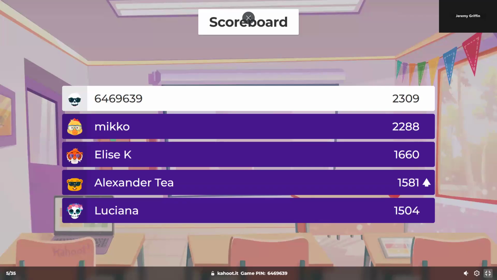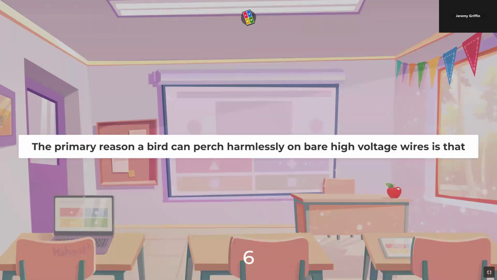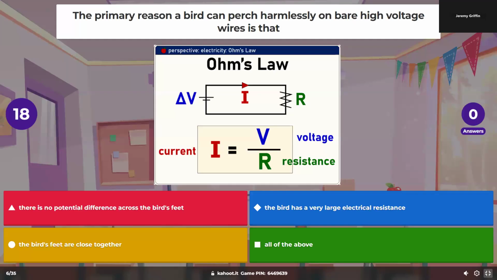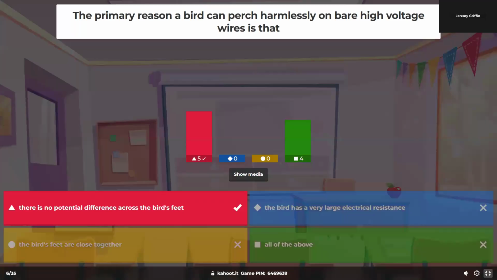What do you think of this? What's the primary reason a bird can perch harmlessly on bare high voltage wires, 100,000 volts, and doesn't get fried? Why? Yeah, potential difference. If his right foot's on 100,000 volts and his left foot's also on 100,000 volts, there's no potential difference.